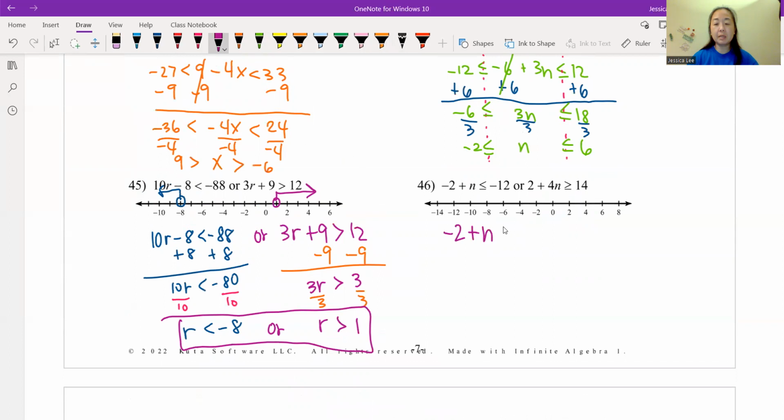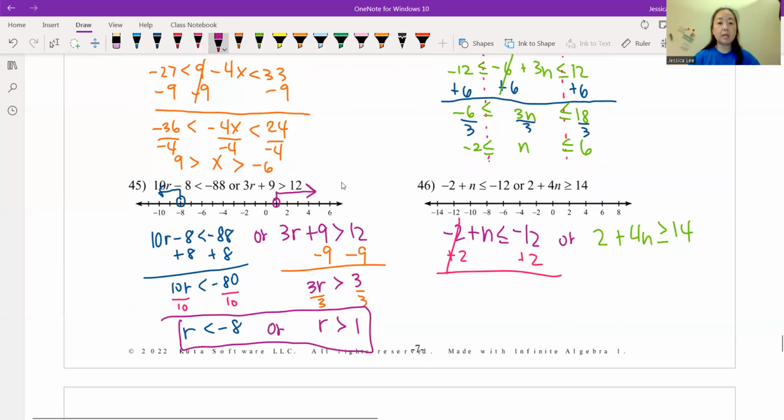Negative 2 plus n is less than or equal to negative 12, or, let me make that a different color just to change things up, or 2 plus 4n is greater than or equal to 14, right? And let's solve them. So here we're going to just add 2 to both sides. And we get n is less than or equal to negative 10. Nothing else to do because there's no number in front. So that's going to be negative 10. It is going to be solid, closed circle, right? And then less than is going to go this way.